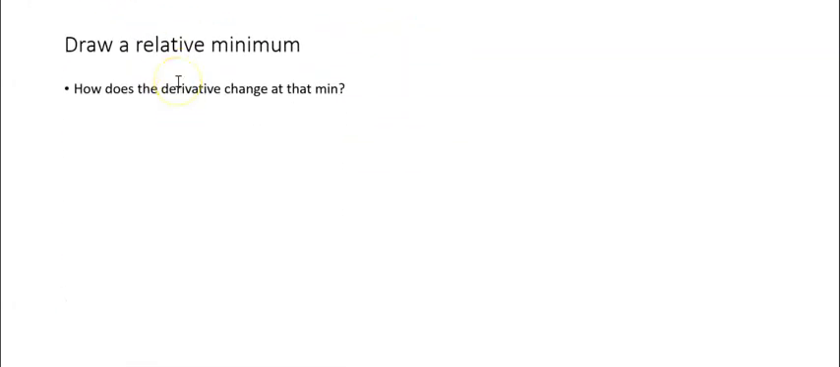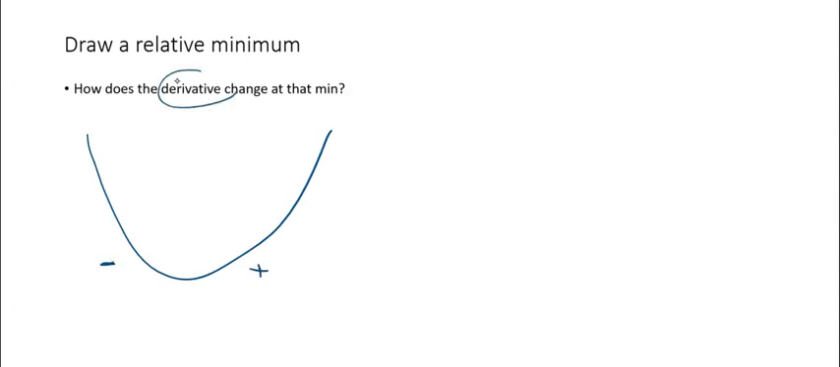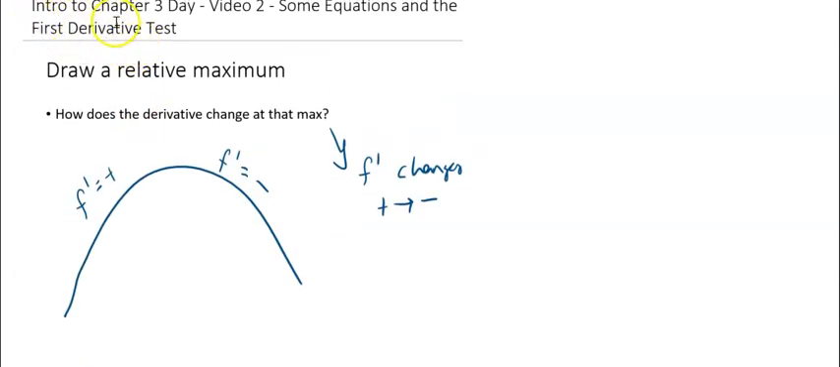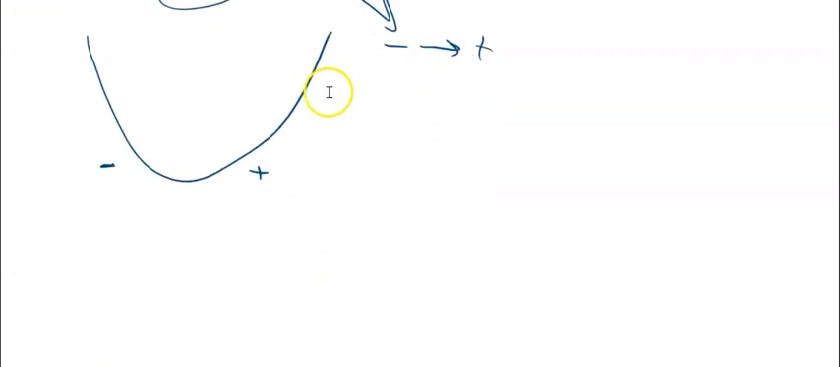All right, we're going to ask the same question at a min. So go ahead, draw a relative minimum, and then answer, how does the derivative change at that min? Minimum, negative derivative, positive derivative. How does the derivative change? It changes from negative to positive. Okay, cool. So that's essentially what the first derivative test is, but we need to give one definition first.